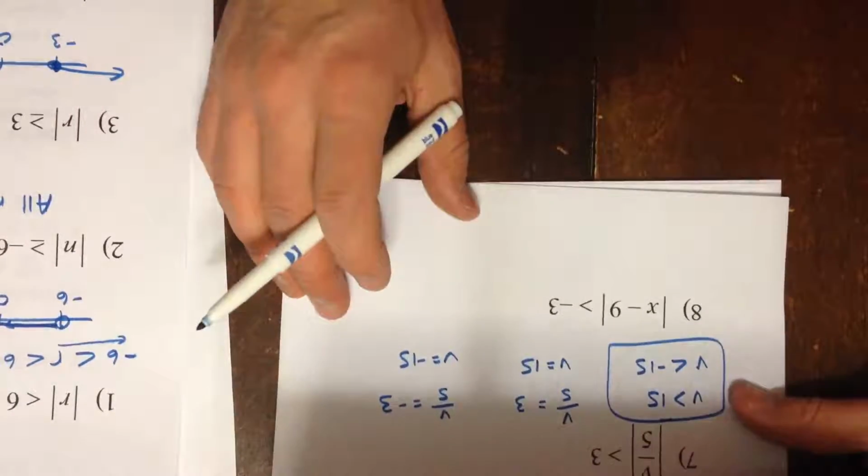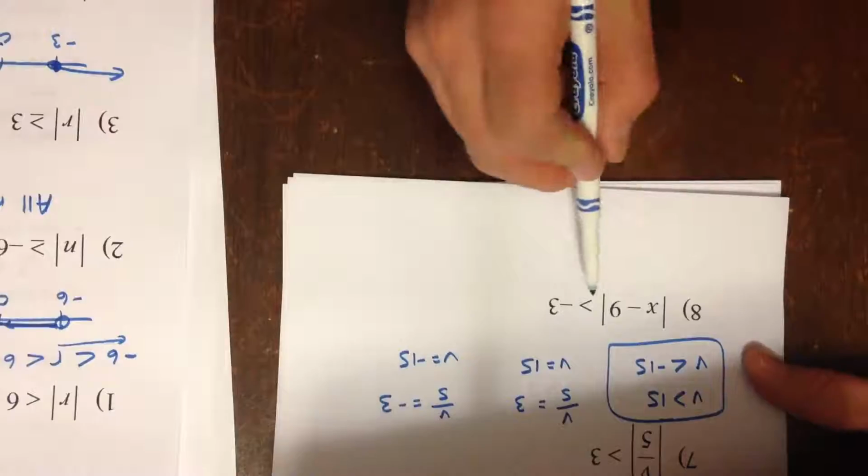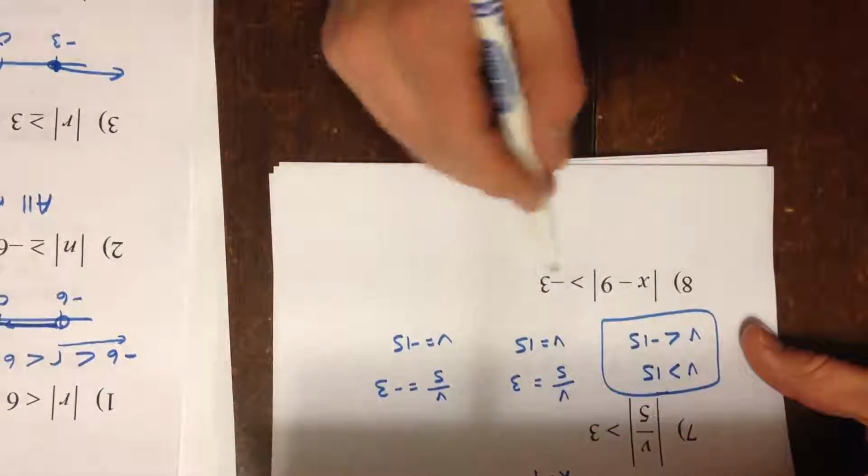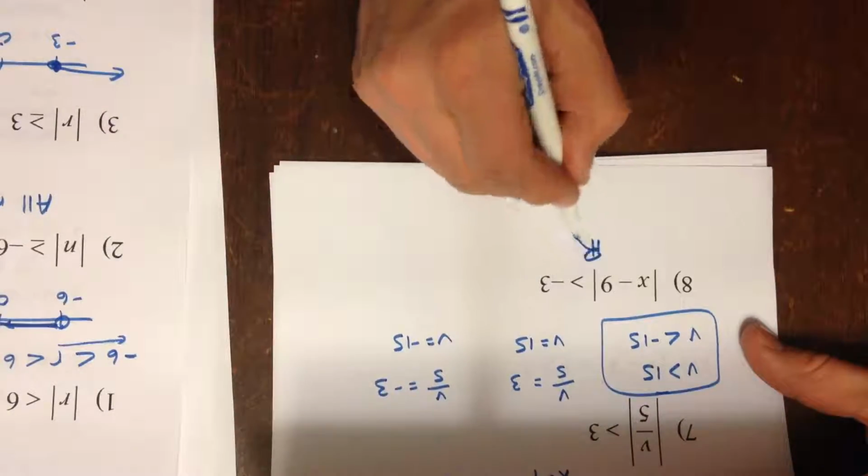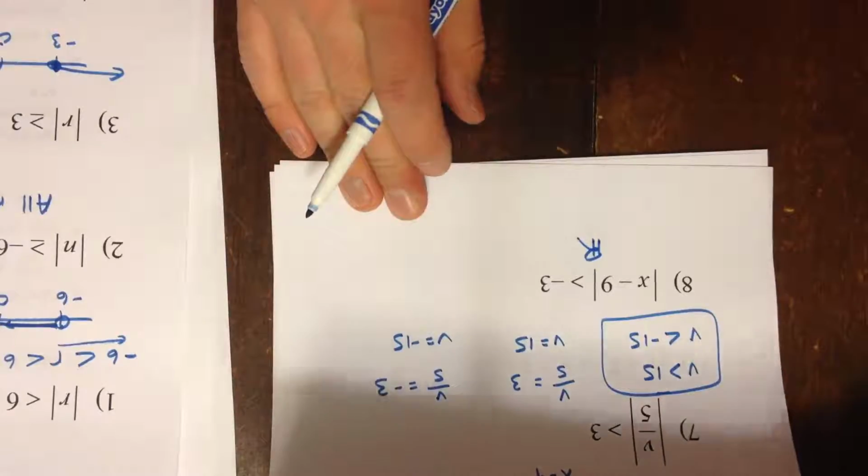This one I can do really quick because absolute values are always greater than a negative. So all reals.